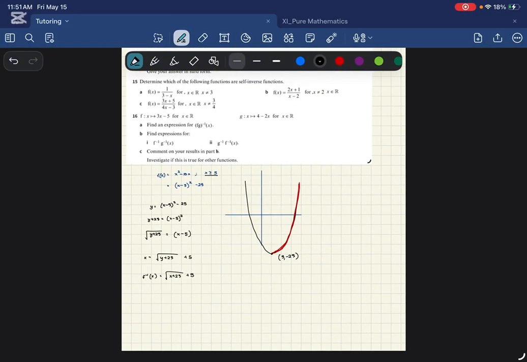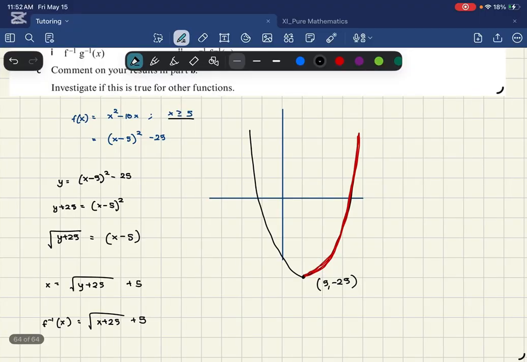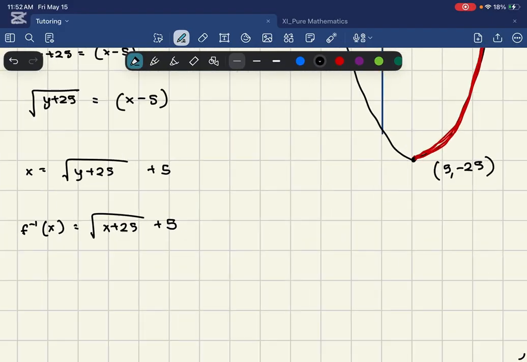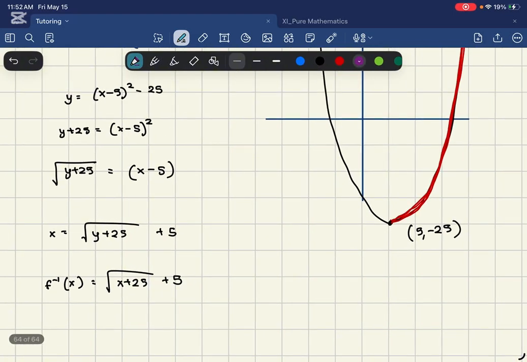And now let's check with a value, right? If I put in, say, 6 into f of x, so f of 6 is 1 minus 25, so negative 24, right? So if I put negative 24 here, I should get 6. So negative 24 plus 25 is 1, square root of 1 is 1, plus 5 is 6. Yeah, so it works for this arm of the branch. But the question is, what if we were restricting it to the other arm of the branch? Then this expression will not give the inverse function.